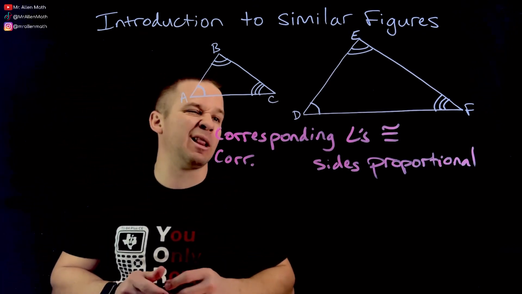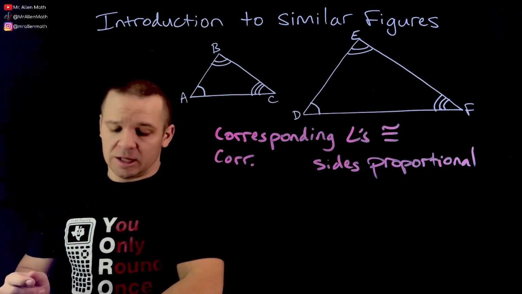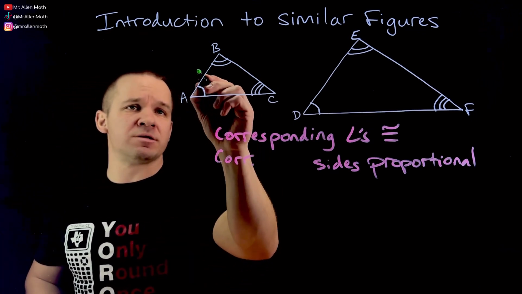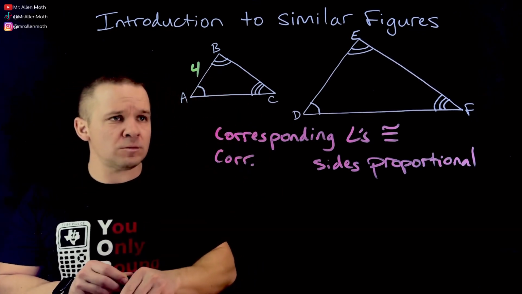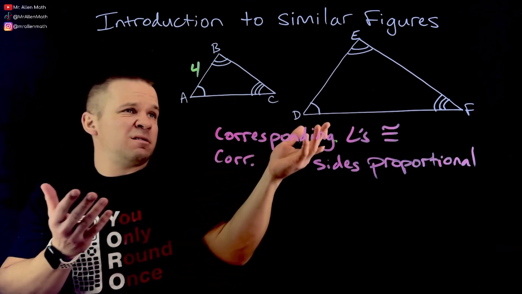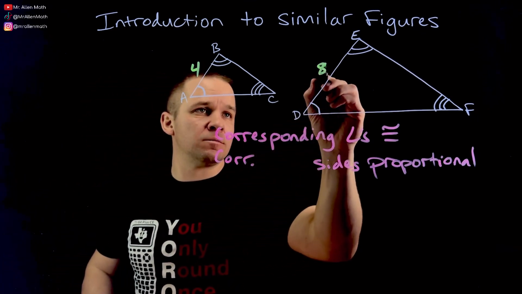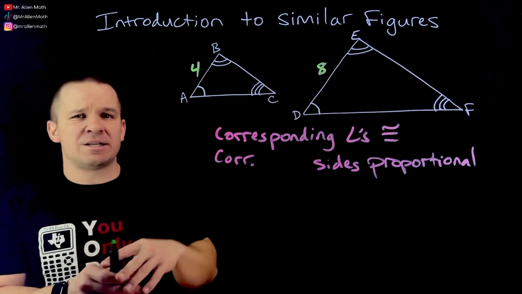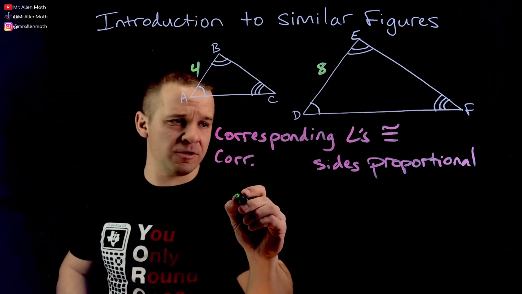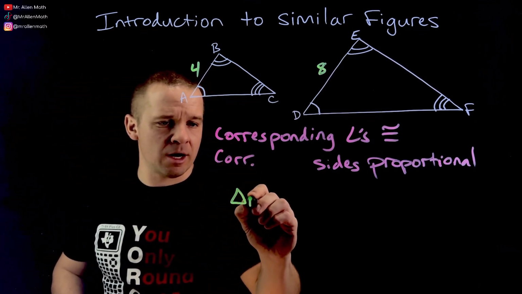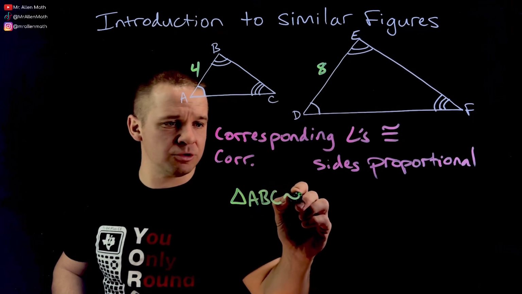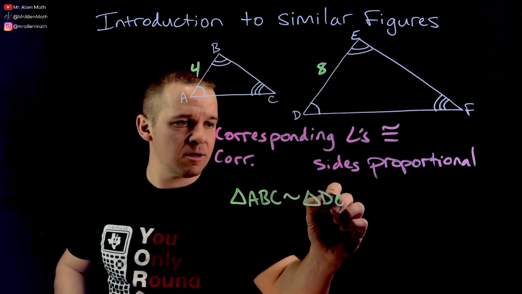Well, if I were to give some lengths here, let's just go with some lengths. Let's say that AB was 4. All right? And then let's say that DE was 8. And I'm also going to jot down a quick similarity statement here for these two triangles. Triangle ABC is similar to triangle DEF.